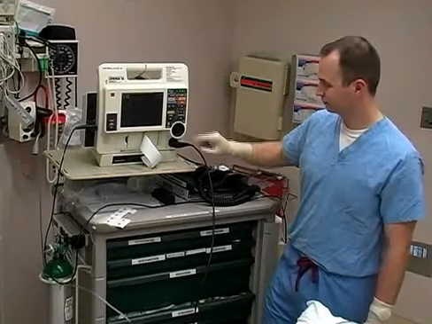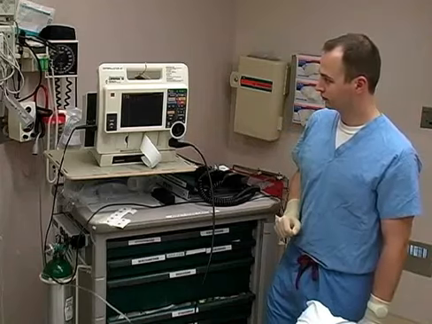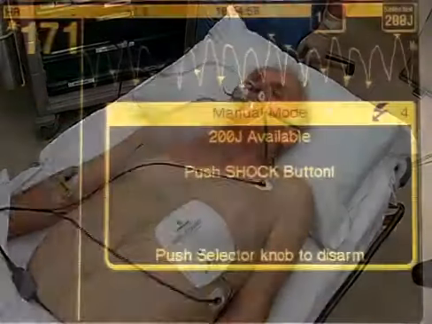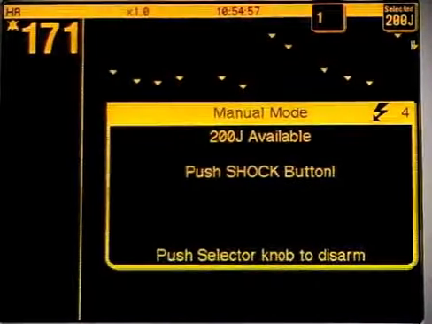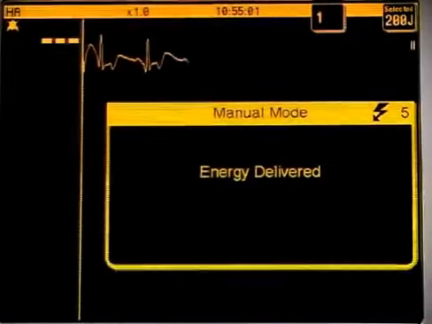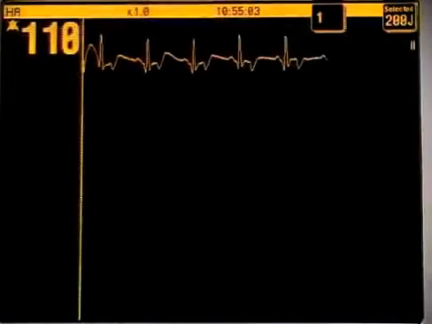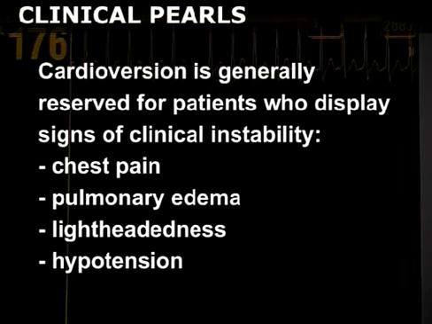Kardiyoversiyon is the application of a brief electrical current across the chest wall and is used to treat a variety of both supraventricular and ventricular tachydysrhythmias. Kardiyoversiyon is generally reserved for patients who display signs of clinical instability, such as chest pain, pulmonary edema, lightheadedness, or hypotension.